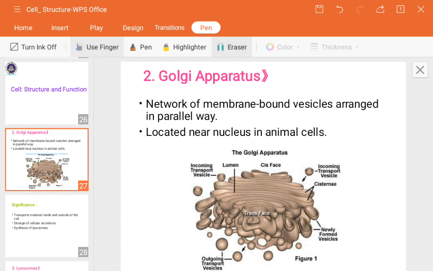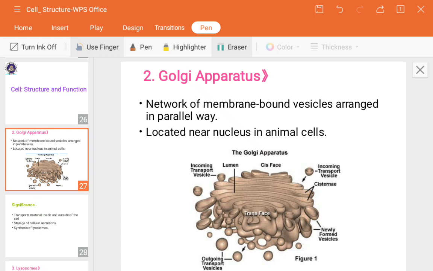This much is about the Golgi apparatus for your class only. If we study in more detail, you will get confused, so it is better that you study this in detail in 9th standard. For now, just keep in mind that it is a network of membrane bound vesicles arranged parallel to each other in a stack like manner, which is called cristae. Next, it is located near the nucleus in animal cells.